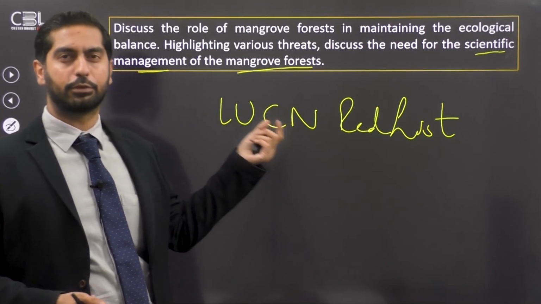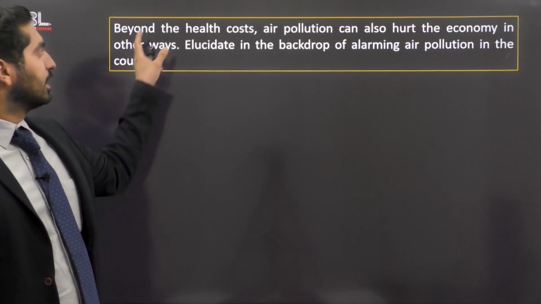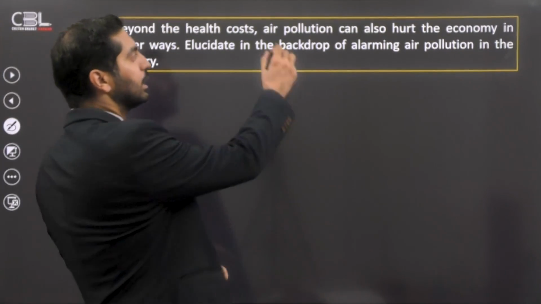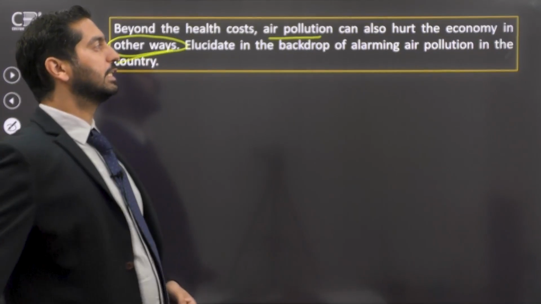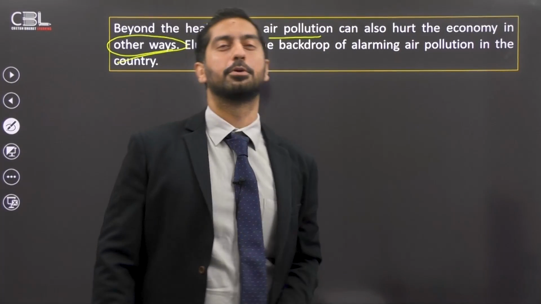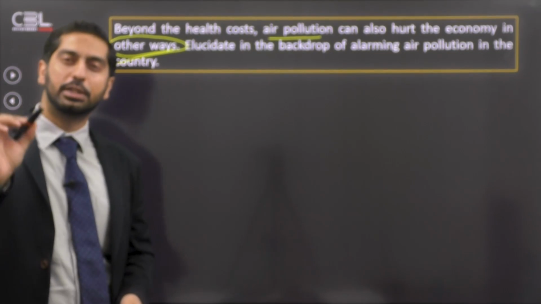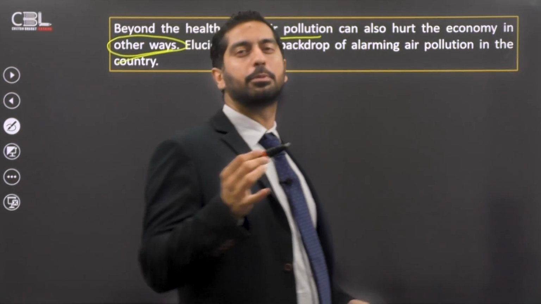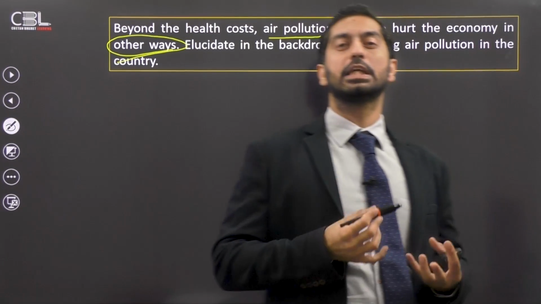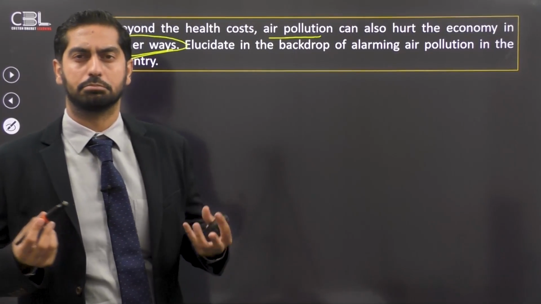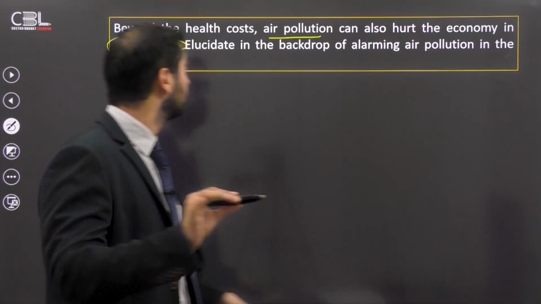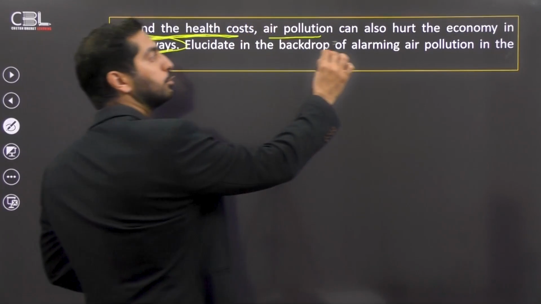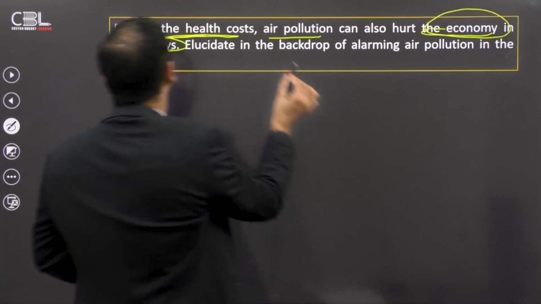For further reading you can refer to the model hints that we are providing with this lecture. The last question for the day: beyond the health costs, air pollution can also hurt the economy in other ways. Elucidate in the backdrop of alarming air pollution in the country. Usually when we think of air pollution and its impact on us, we think of the health cost, that we may get sick because of the pollutants that are present in the air. But the question says that beyond the health costs, air pollution can also hurt the economy in other ways.